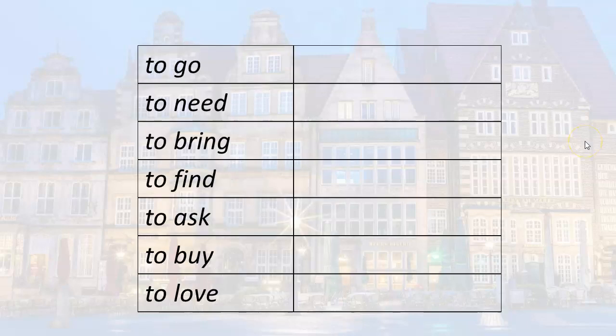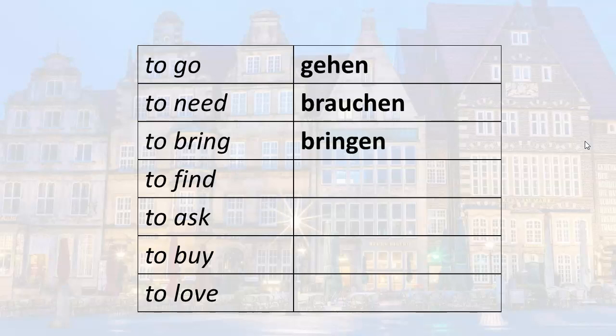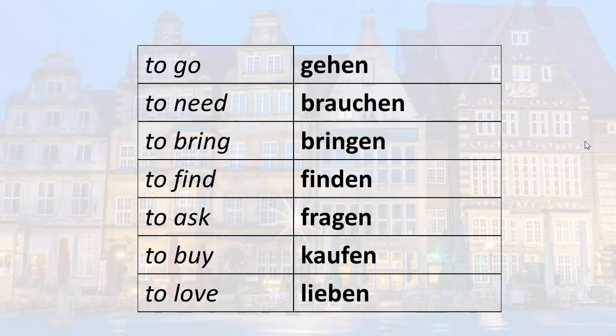So now that you know how to do that, let's add to your vocabulary with some new verbs, and we're going to conjugate them. So the first one is to go, gehen. To need, brauchen. To bring, bringen. To find, finden. To ask, fragen. To buy, kaufen. To love, lieben.